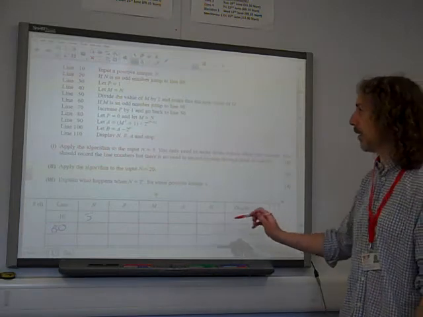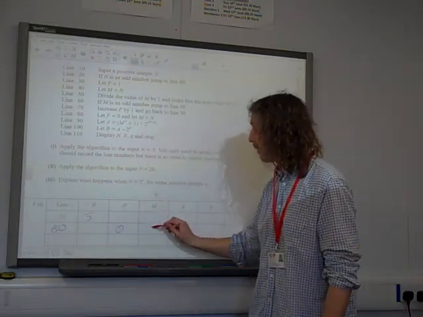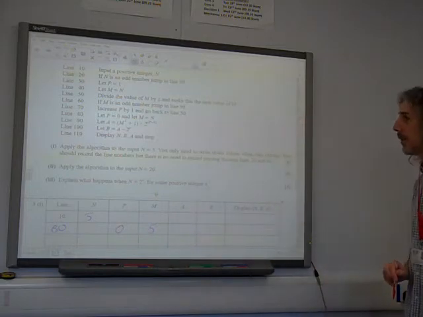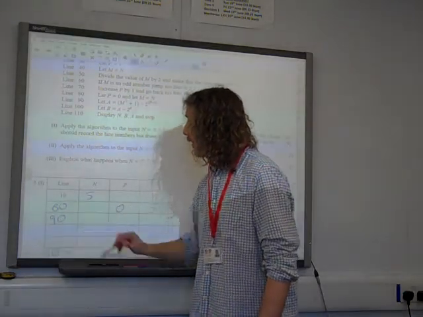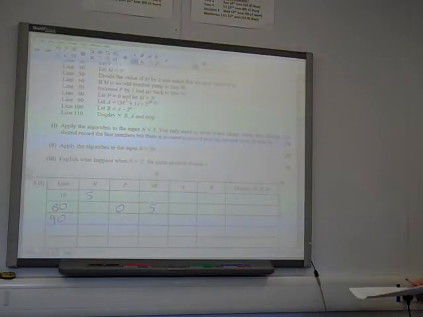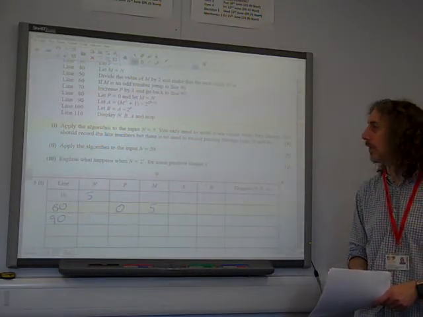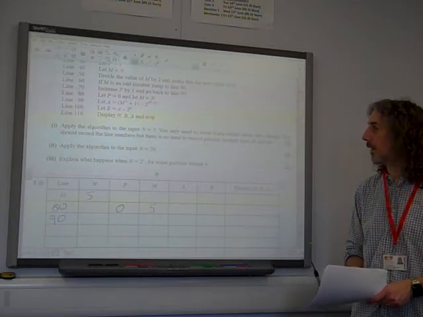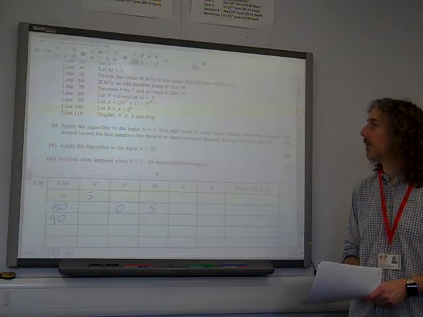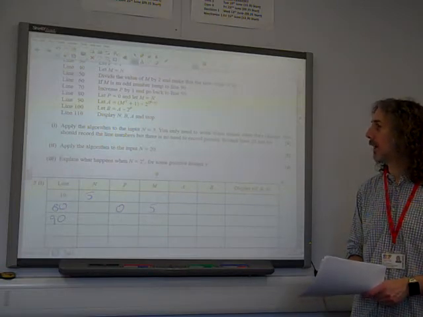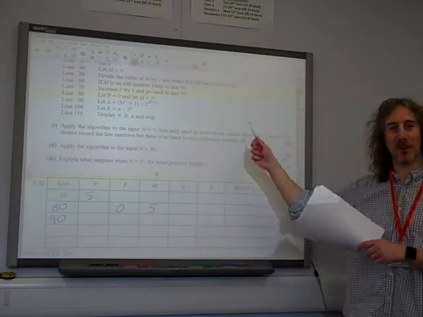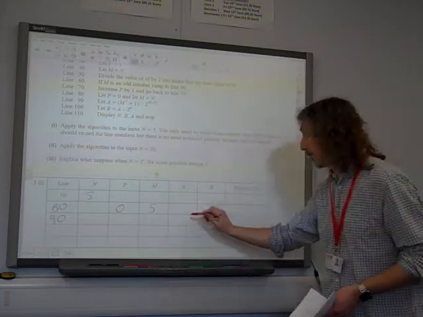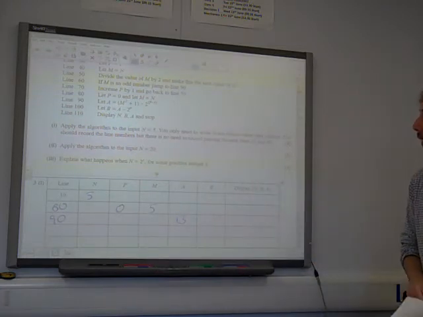Let p equal 0 and m equal n. So I think that's where we're up to, isn't it? Then line 90 follows that. And line 90 says, let a equal m squared plus 1 times 2 to the p minus 1. So m squared plus 1, that's 26, times 2 to the p minus 1. That's 2 to the minus 1, which is a half. So that's 13. So we put that in there. See how well this is going.